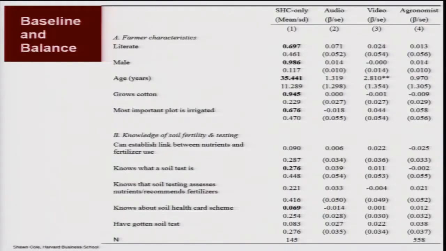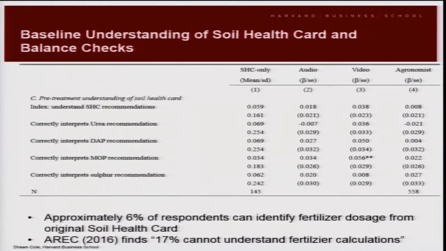Okay. So who are these people in our sample? They're people who are using the service that I talked about earlier. They're getting a call once a week. 70% of them are literate, 99% are male, average age of 35, almost everybody's growing cotton, most have an irrigated plot. Only a quarter of them know what a soil test is, and only 7% of them know about the soil health card scheme. So we picked an unrepresentative district in Gujarat, or the reports of Gujarat having distributed 60% of soil health cards might not represent the reality on the ground.